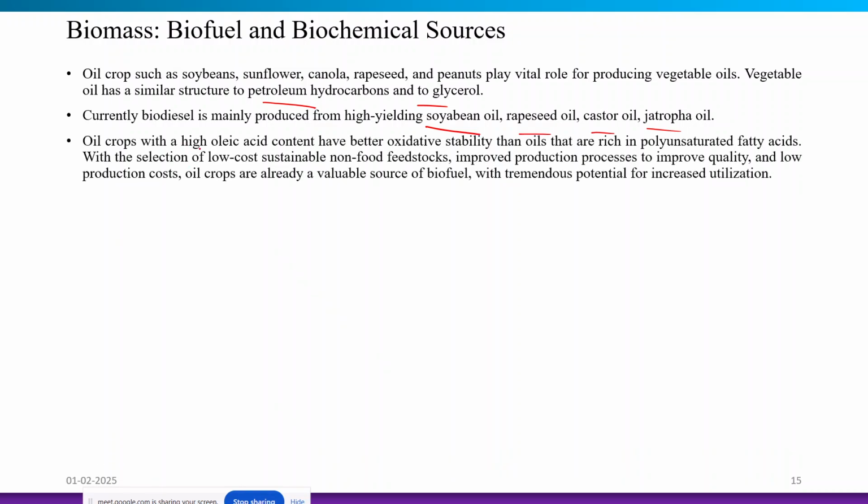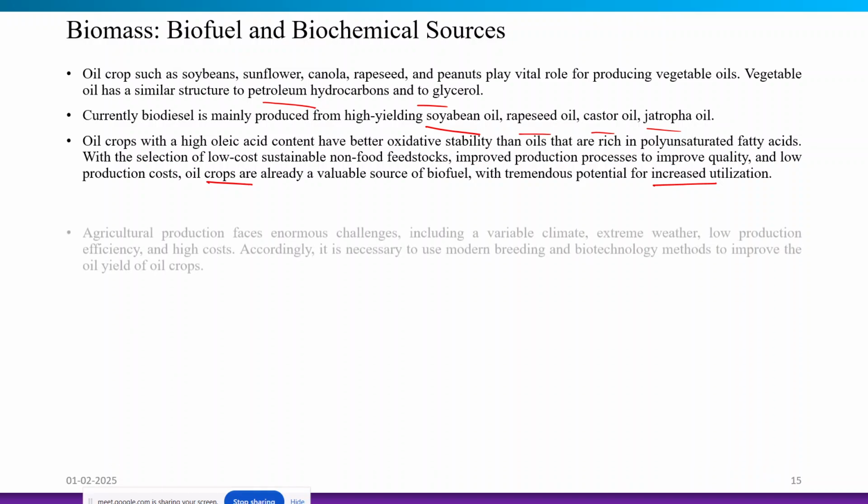So oil crops with a high oleic acid content have better oxidative stability than the oils that are rich in polyunsaturated fatty acid. So with the selection of low cost sustainable non-food feedstock, and improved production processes to improve the quality and lower production cost, oil crops are already a valuable source for biofuels, and have tremendous potential for increased utilization for energy purposes.